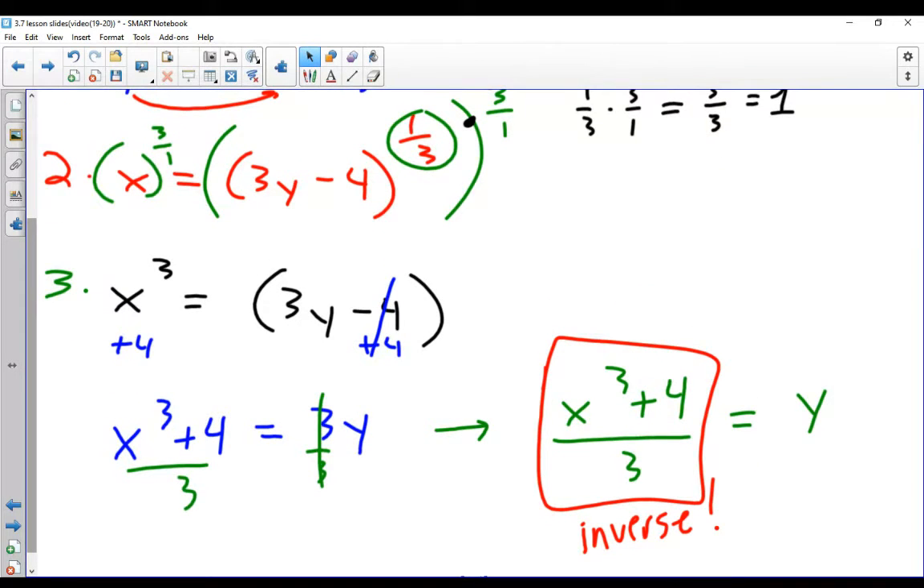So you had more practice working with the power of 1/3. Again, you'll have a little bit more practice with that with a couple more examples. But there you go. Let's try another one.